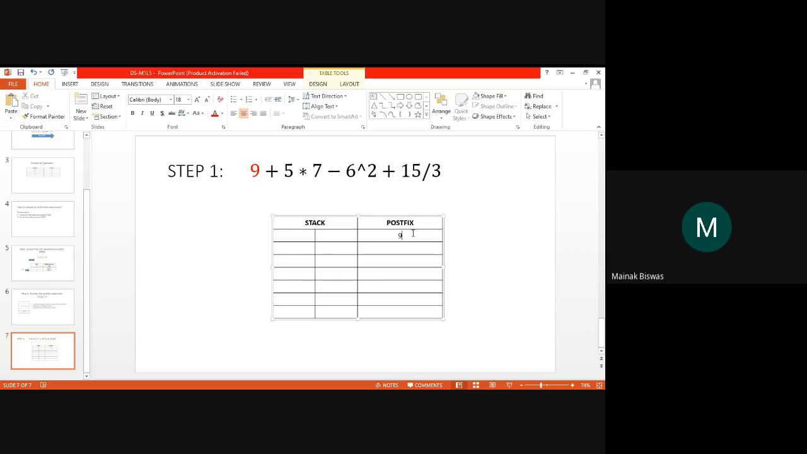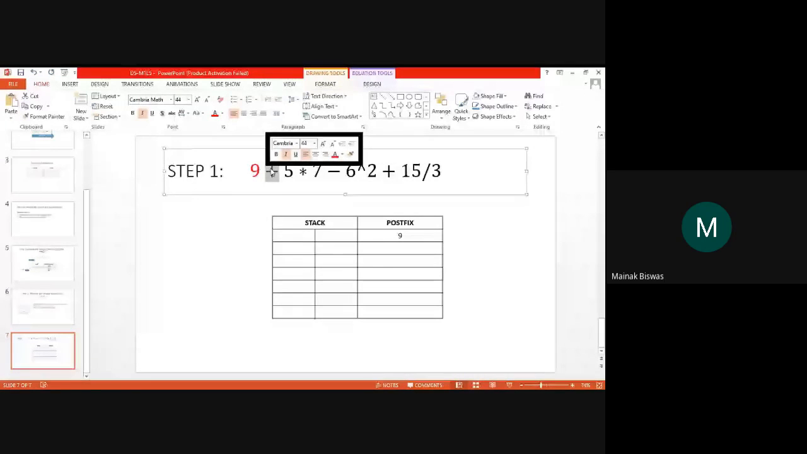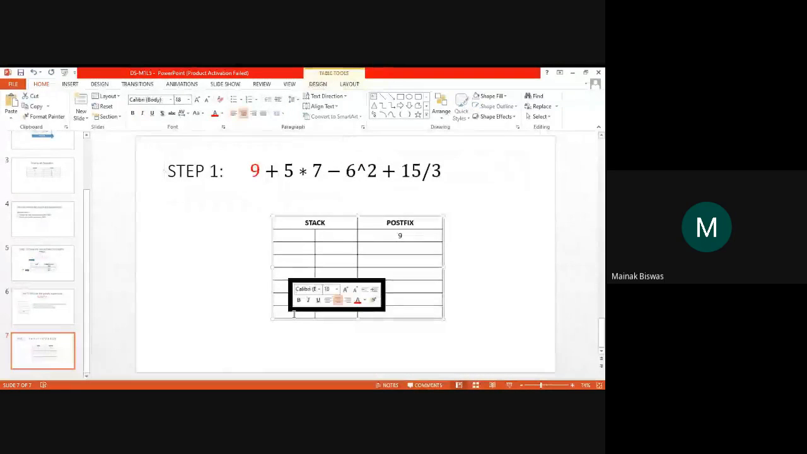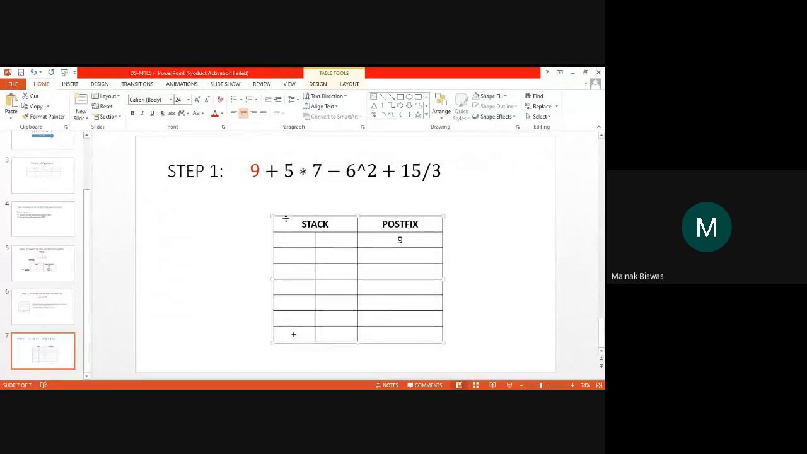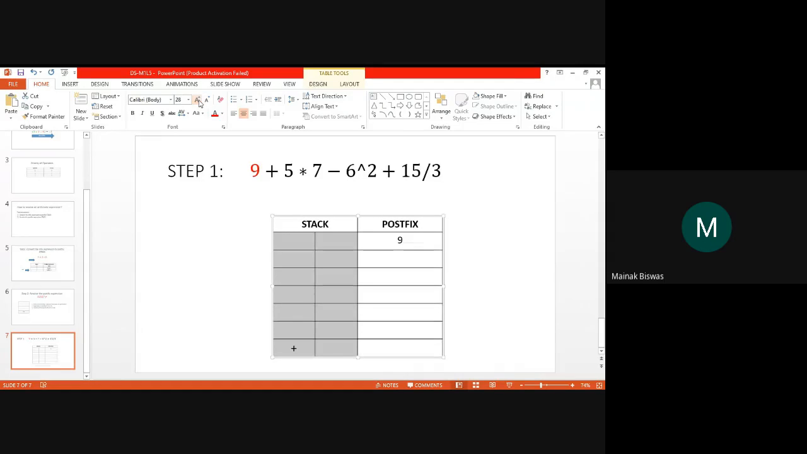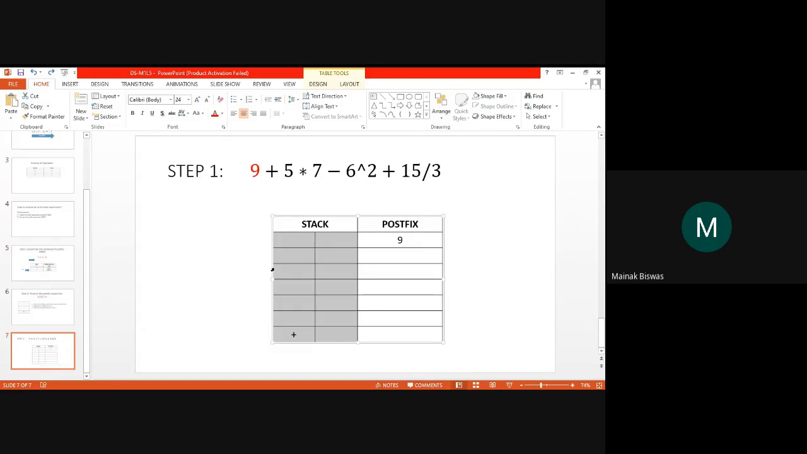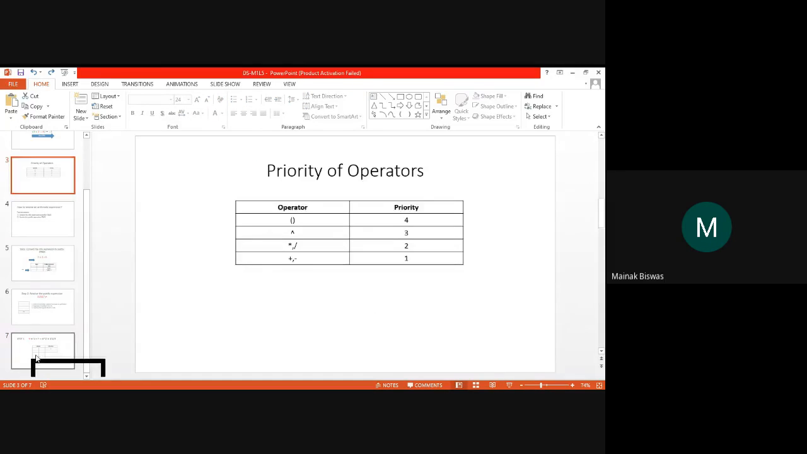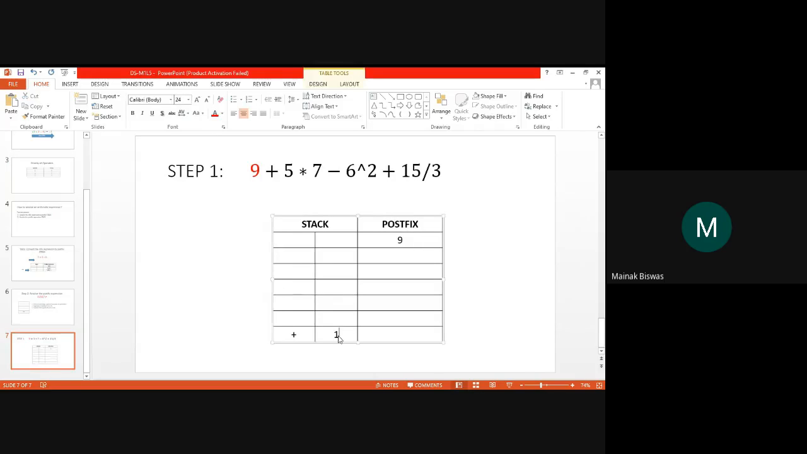So 9 is added to the first expression. Then the first operator that we gain is the addition operator, right? Addition we push into the stack. Its priority level is the lowest, so it is basically 1. So addition is pushed into the stack.